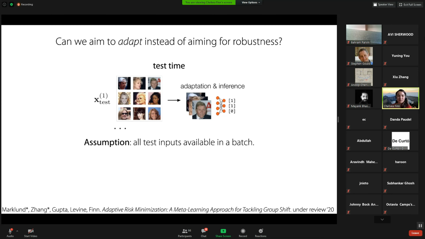And we'll call this, and so we're assuming essentially that all of our test inputs at test time are available in a batch, all of our unlabeled test inputs, and these are all part of one sub-distribution. And we'll refer to this as adaptive risk minimization instead of empirical risk minimization in the sense that we're going to be adapting at test time to the part of the distribution that we're in.